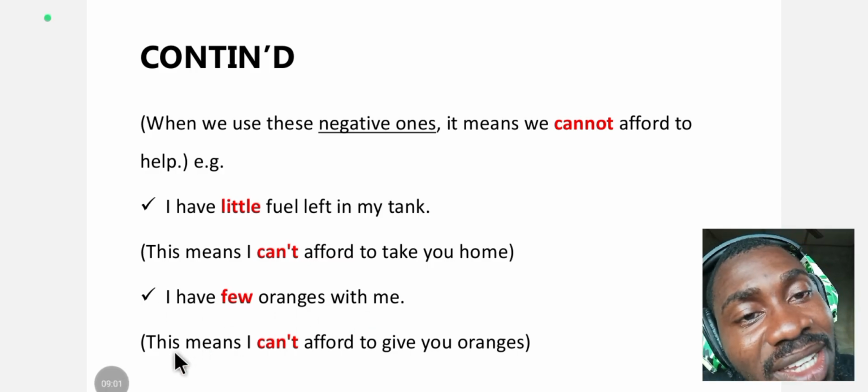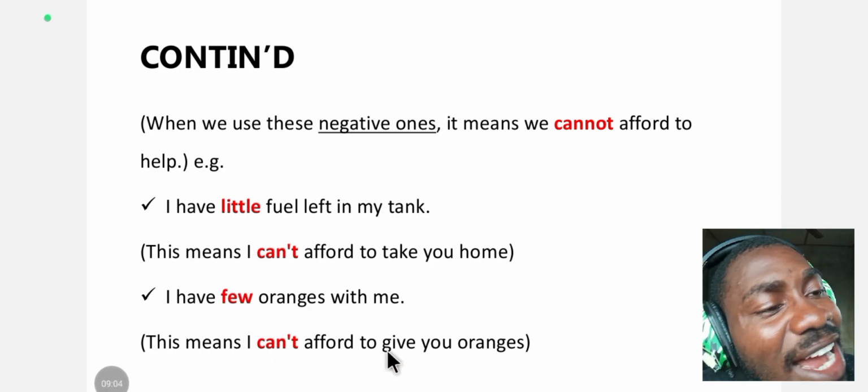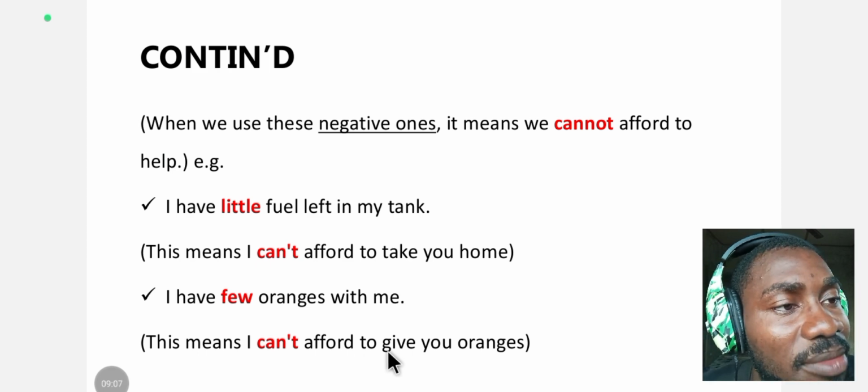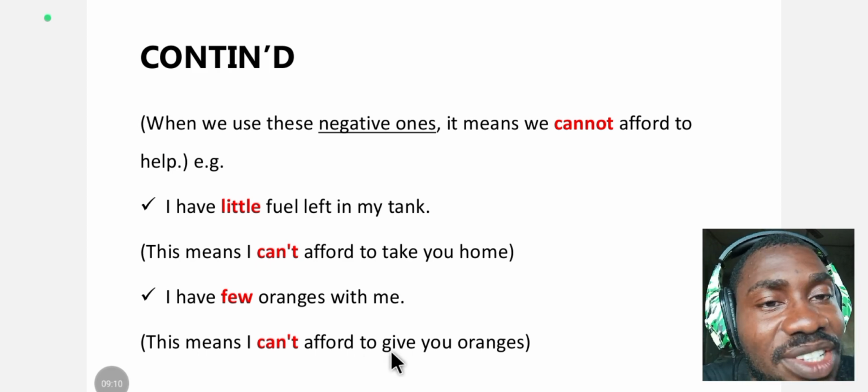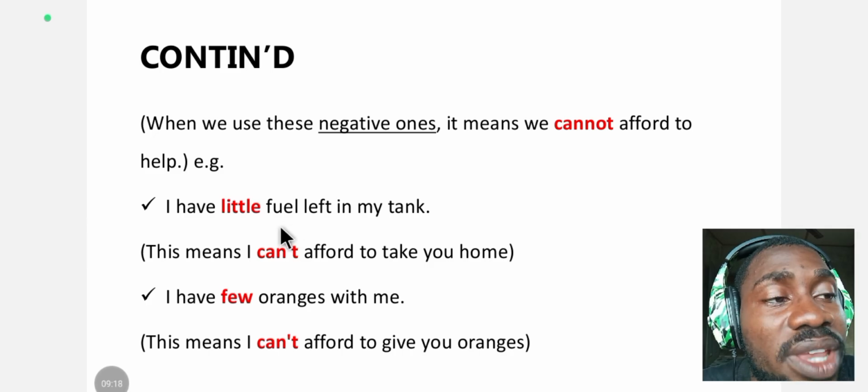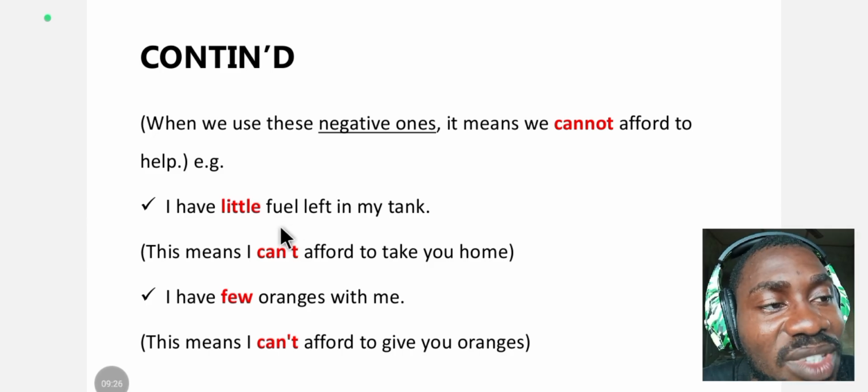So what does this mean? This means that I can't afford to give you oranges. I can't afford to spare any. I can't afford to give any. I can't afford to help you with oranges because of this form, few. With this, we have come to the end of few and little. Let's take some exercises to test our knowledge.